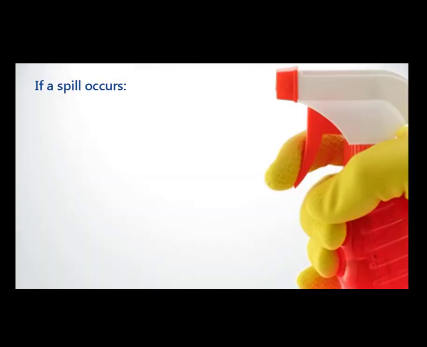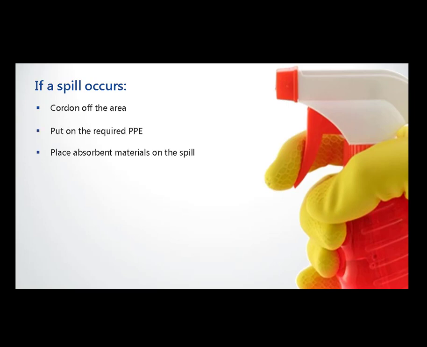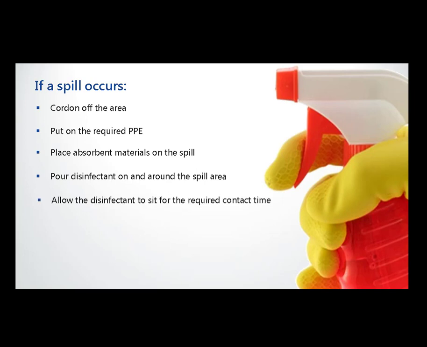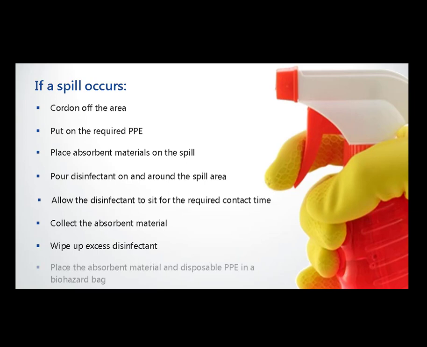If a spill occurs, cordon off the area. Put on the required PPE. Place absorbent materials, such as paper towels, on the spill. Pour disinfectant on and around the spill area, allowing the disinfectant to flow into the spill. Allow the disinfectant to sit for the required contact time. Collect the absorbent material, wipe up excess disinfectant, place the absorbent material and disposable PPE in a biohazard bag to be disposed of as regulated waste.